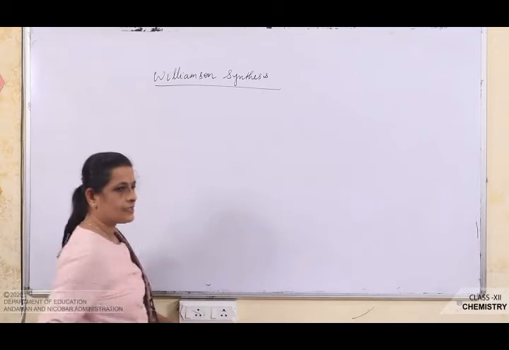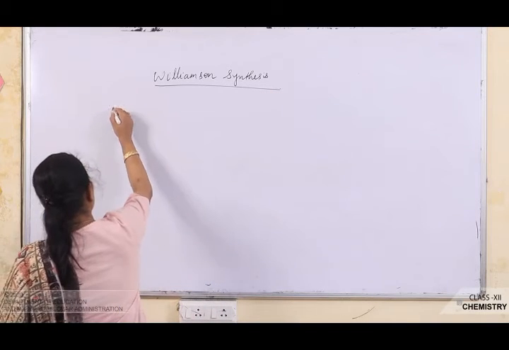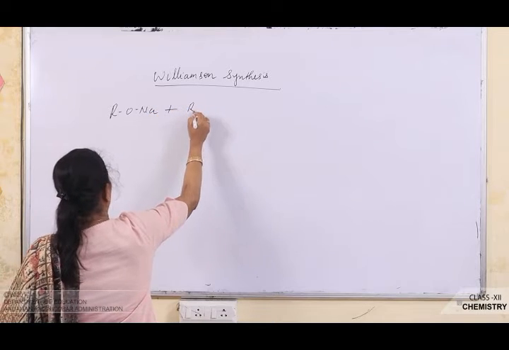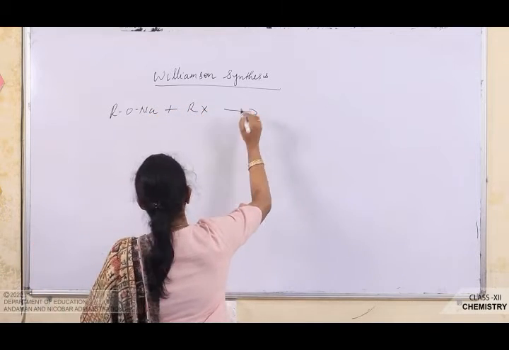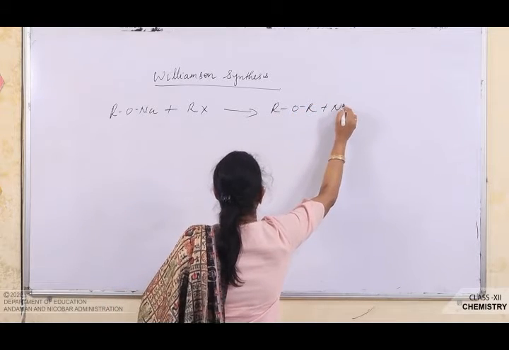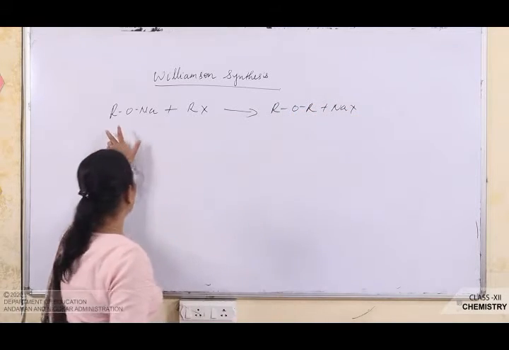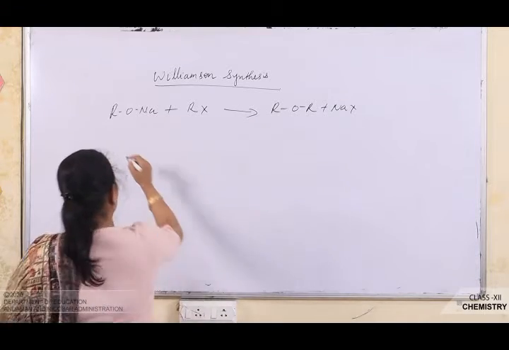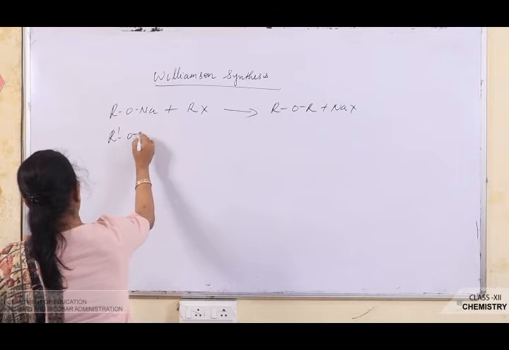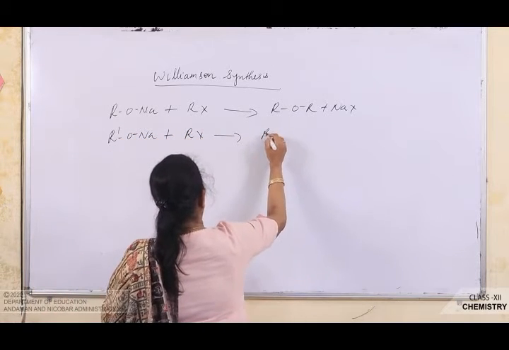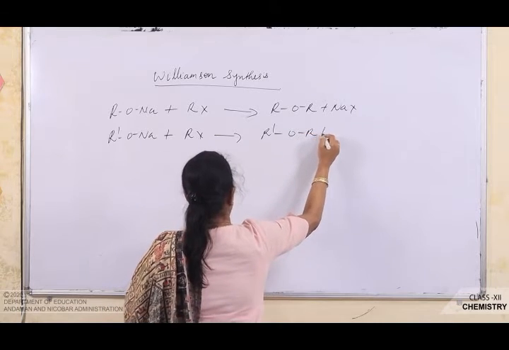Now, what is Williamson synthesis? Sodium salt of an alcohol reacts with haloalkane to give you ether. So, in this reaction what I have taken, both the alkyl groups are same. So, you are getting what, a symmetrical ether. Now, it can be different also. R'ONa plus RX gives you what? R'OR plus NaX.